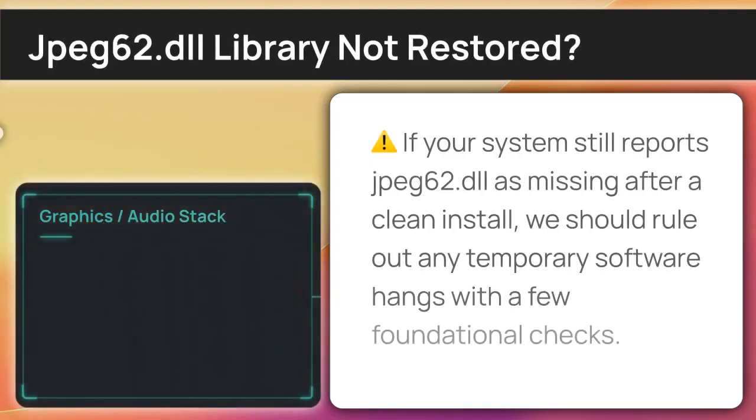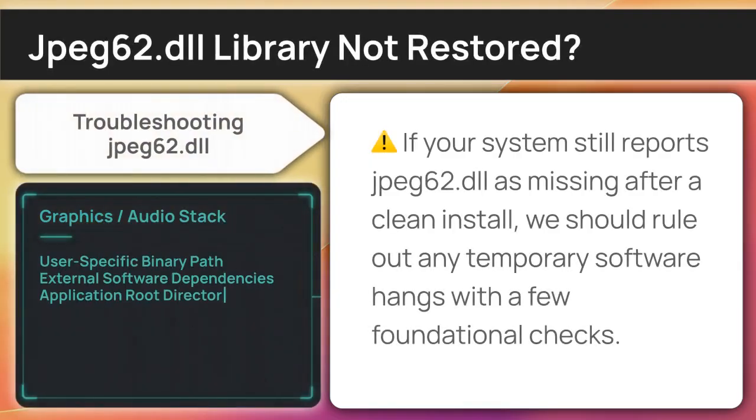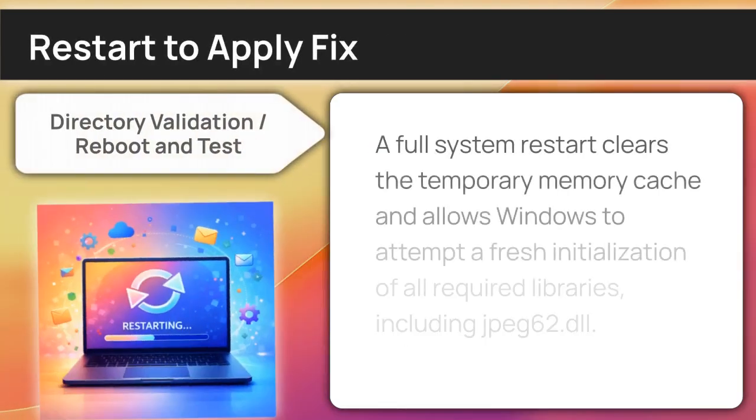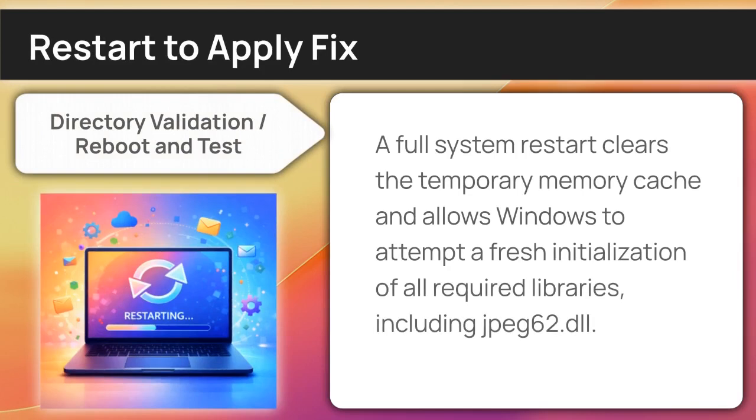Should the reinstallation fall short, the next step in our protocol is to validate the integrity of your system's startup environment. If your system has been running for an extended period, a reboot might be necessary to resync your background processes and clear any temporary locks on the jpeg62 file.